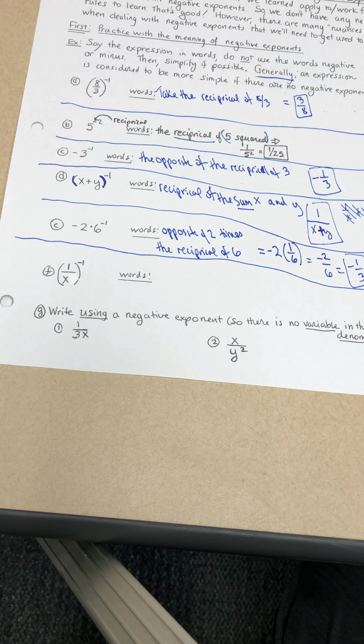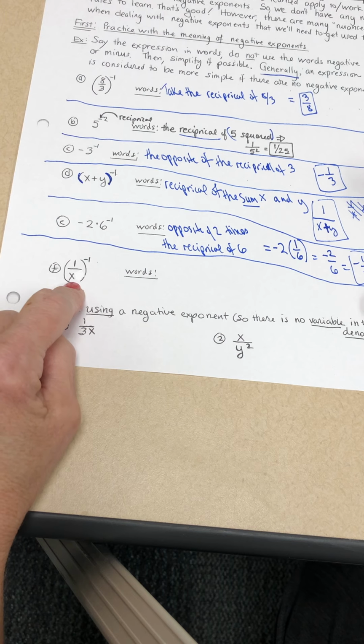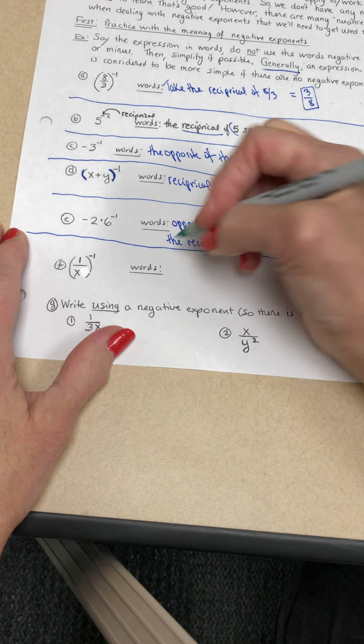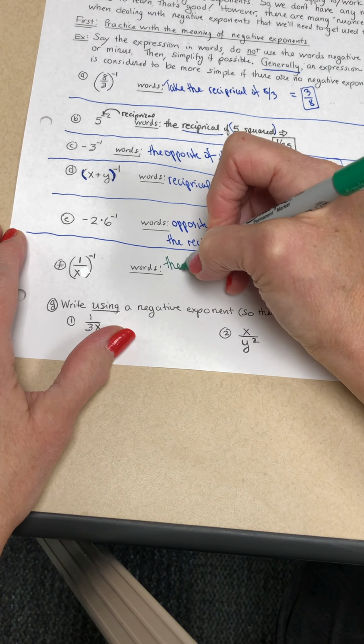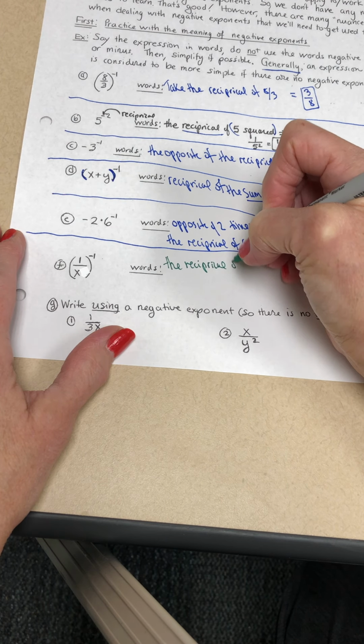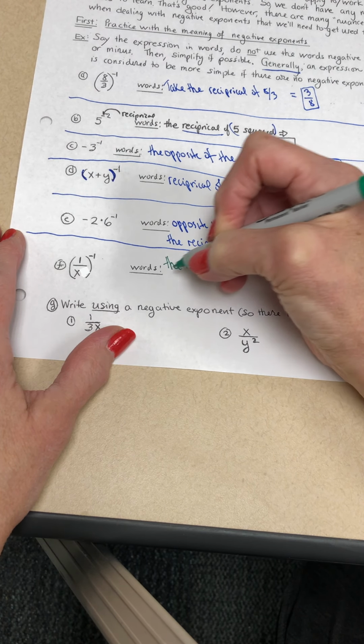Okay. So I'm going to say it like this. Isn't 1 over x the reciprocal of x? And then the negative 1 tells me take the reciprocal again. So I'm going to say it this way. This is the reciprocal of the reciprocal of x.